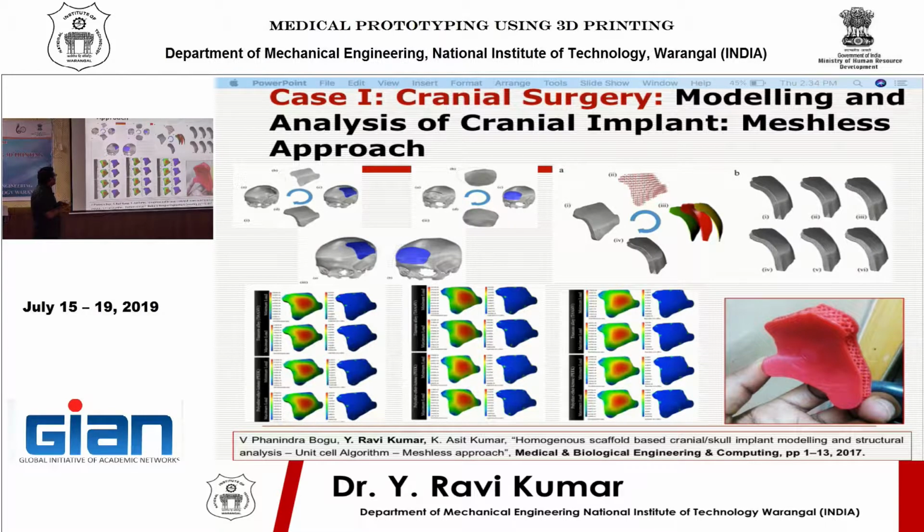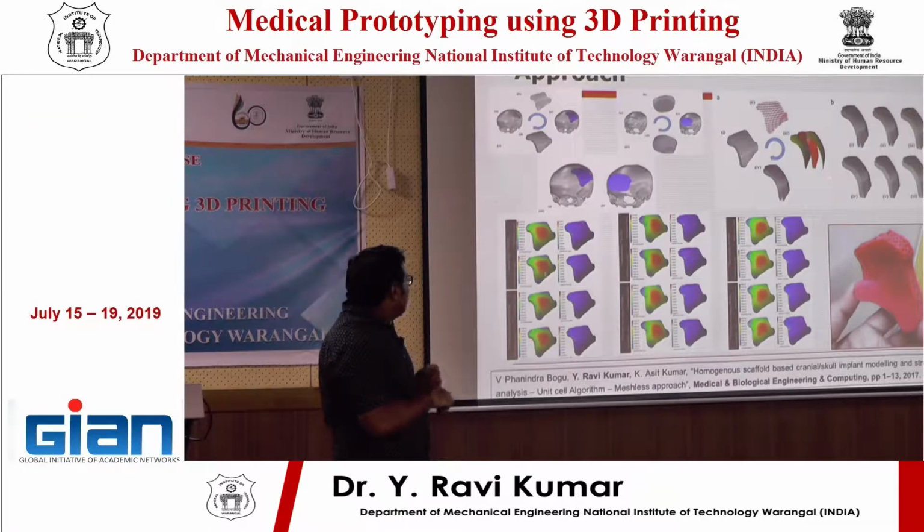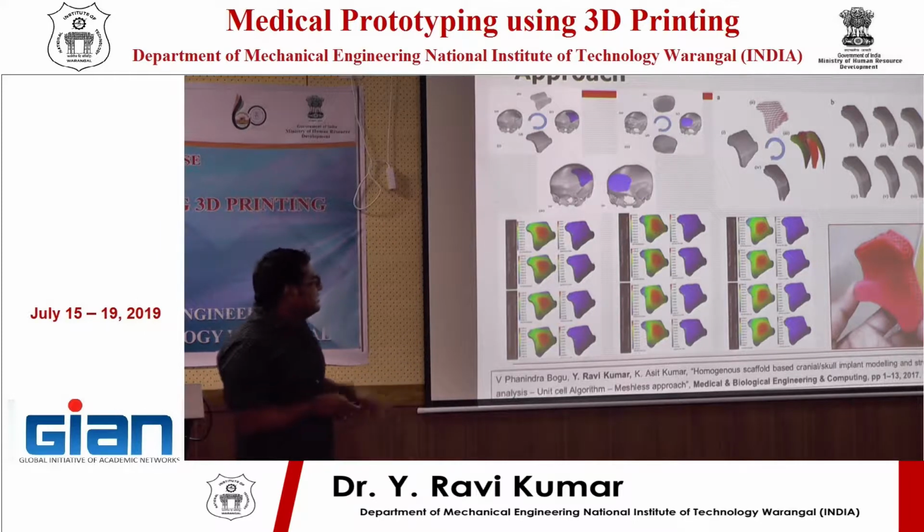Then we have done the modeling and analysis of these implants, and we tried different lattice structures. Somebody is asking whether we tried a gyroid. No, we tried with a unit cell approach. So we have done this modeling analysis, and now you can see how the CSF distribution is at the center. So then we concluded that this may be the best kind of design, and we published it in the journal.